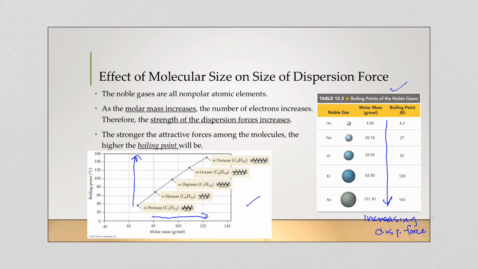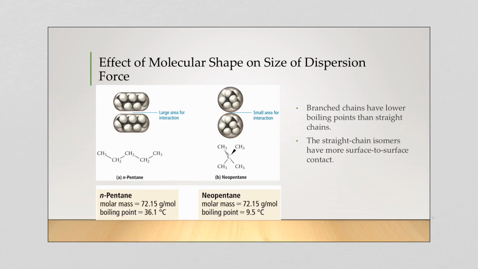Okay, now what about shape? We can look a little bit at shape here. These are two versions of the molecule pentane. We have pentane that is a straight chain, which gives us a long and skinny molecule. And then we have pentane that takes on a different structure. We call it neopentane, same molecular formula, but it has a more spherical structure. All the carbons branch off of one central carbon.